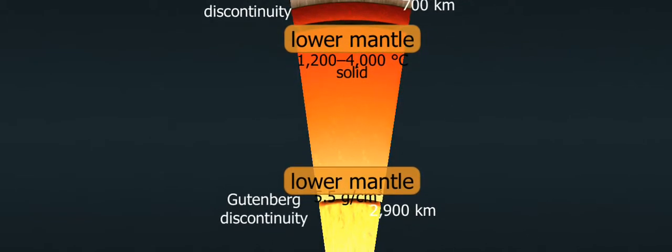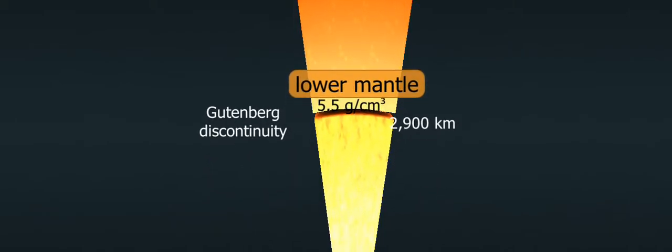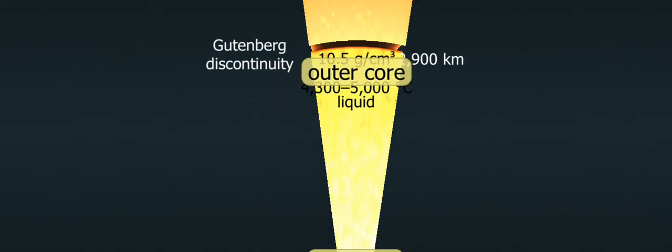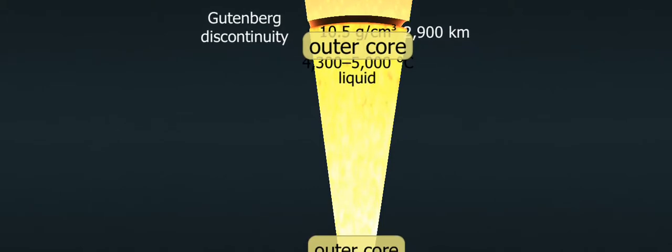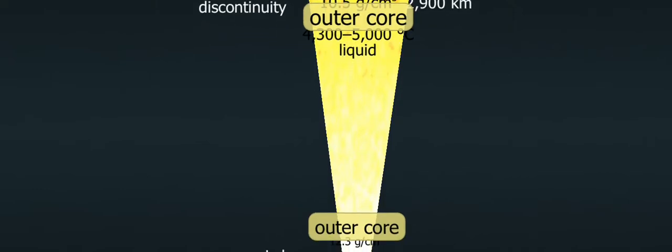Situated below the mantle, the core is also divided into 2 parts: the liquid outer core, consisting of molten metals, and the solid inner core, made up of iron and nickel. The 2 layers are separated by the Lehmann discontinuity at a depth of 5,150 kilometers.